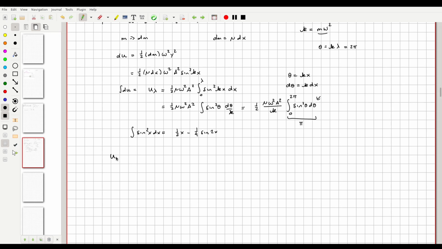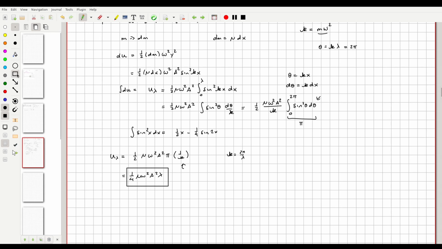So our potential energy along one wavelength is going to be 1/2 times mu omega squared a squared pi, and then you have this 1 over k hanging out. Now remember, k is 2 pi over lambda, which means 1 over k is lambda over 2 pi. When you plug that in, you get 1/4 mu omega squared a squared lambda. So this right here is the potential energy that's trapped along one wavelength as this thing oscillates.